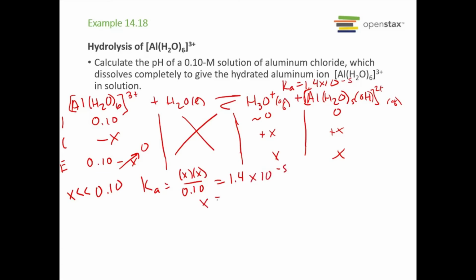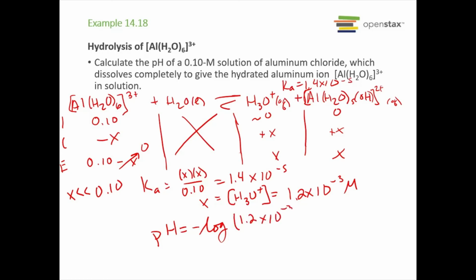Solving for X, which gives us our hydronium concentration, we get 1.2 times 10 to the negative 3rd molar. And so then lastly, our pH is equal to the negative log of H3O+, which is this 1.2 times 10 to the negative 3rd, and that is 2.92. So this is acidic.